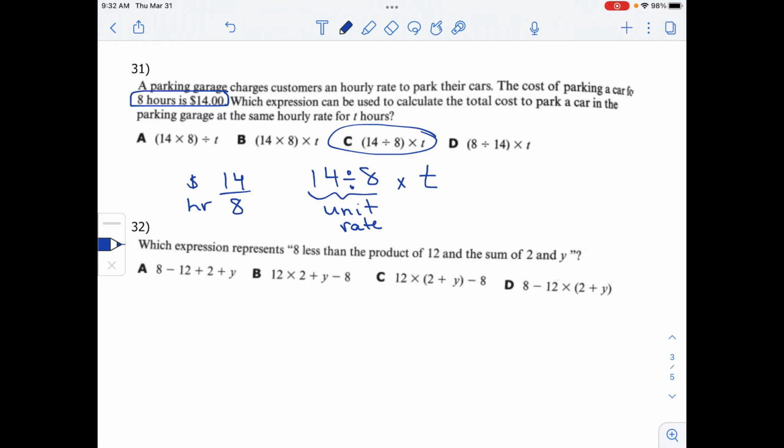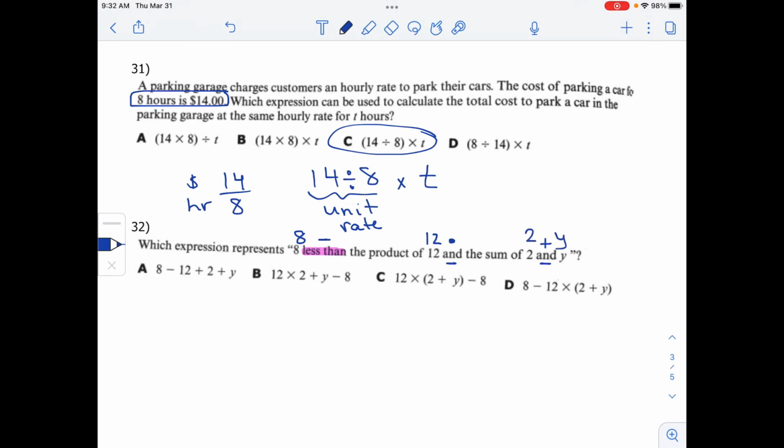Number 32, which expression represents 8 less than the product of 12 and the sum of 2 and y? Okay, so this is a pretty long one here. We're going to go in order, but before I do anything, I want to highlight less than. I know it's going to be a reversal. Okay, so we've got 8 less than is subtraction. The product of 12 and, I'm going to put the product where I see the word and, so 12 and, the sum of 2 and y. Sum means addition. I'm going to replace it where the word and is.